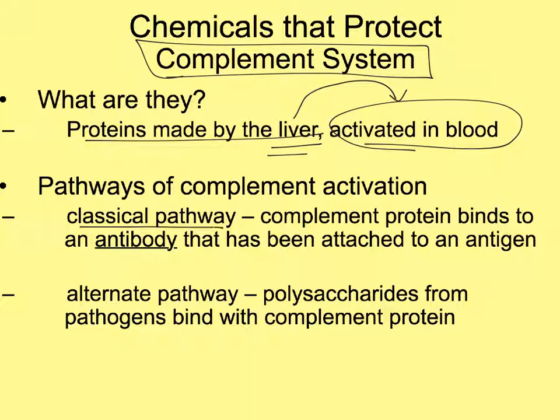One is called the classical pathway, and that gets started when a complement protein binds to an antibody, and that antibody's attached to an antigen. Okay, now the alternate pathway is when polysaccharides, so carbohydrates from a pathogen, bind with the complement protein. Okay, and that turns it on.